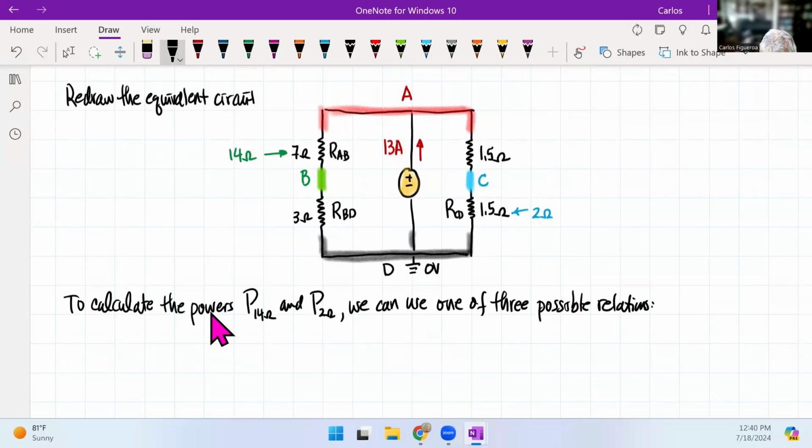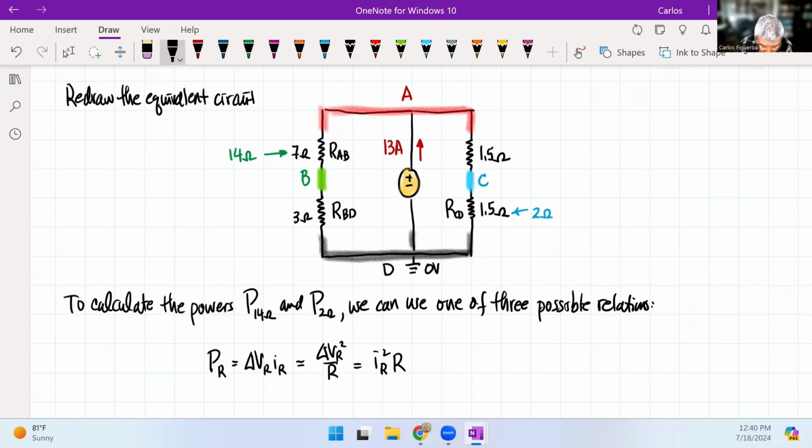We know that the power of a resistor is the voltage of the resistor times the current of the resistor. This would be inefficient because I need to calculate two things. The other thing that we can do is use the voltage of the resistor squared divided by the resistance, or we could use the current of the resistor squared times its resistance values.